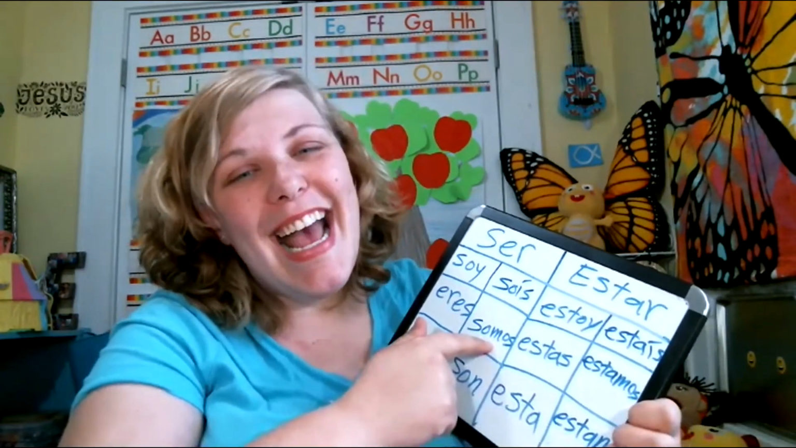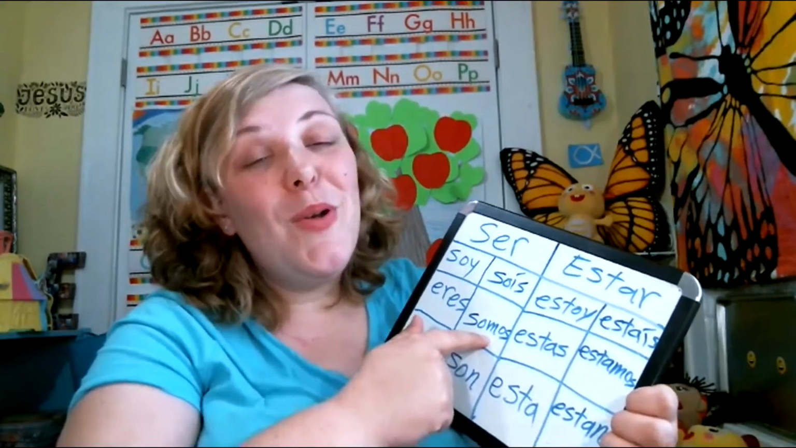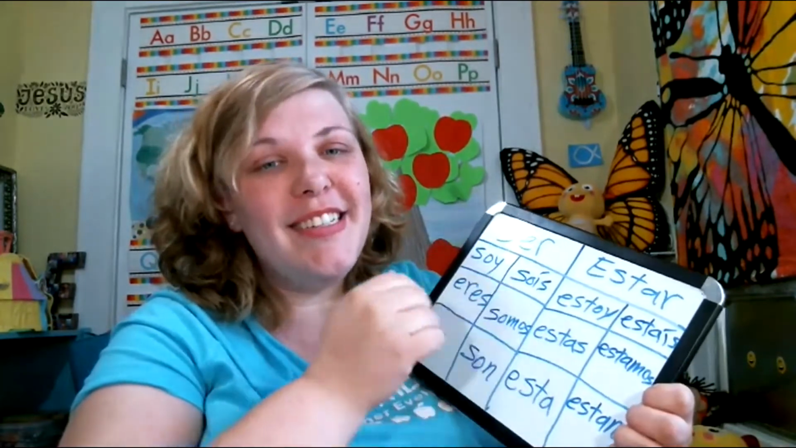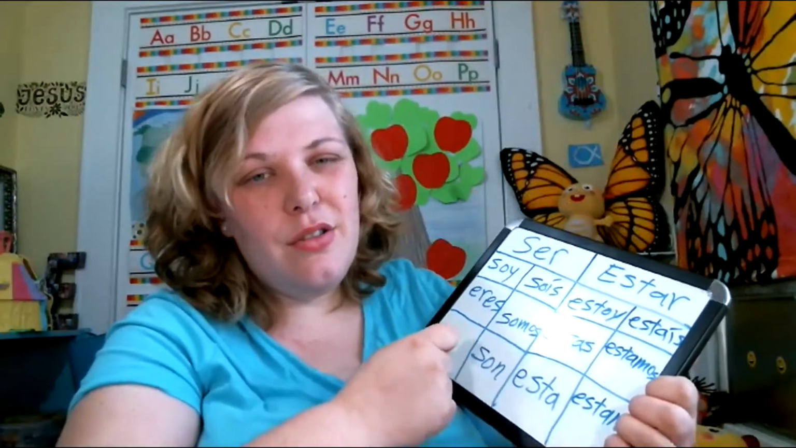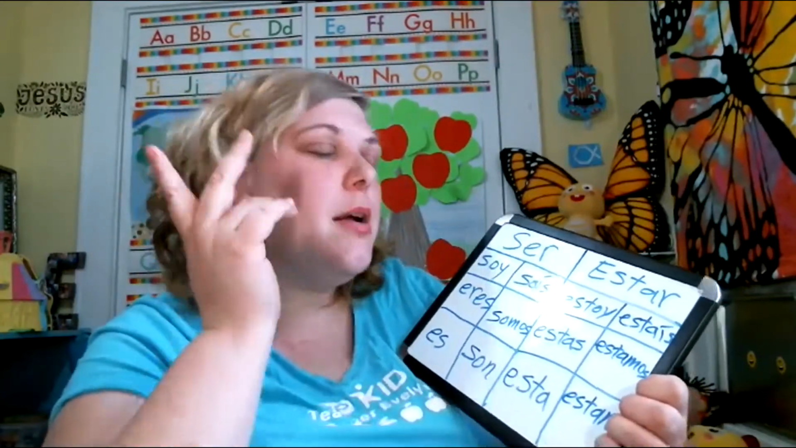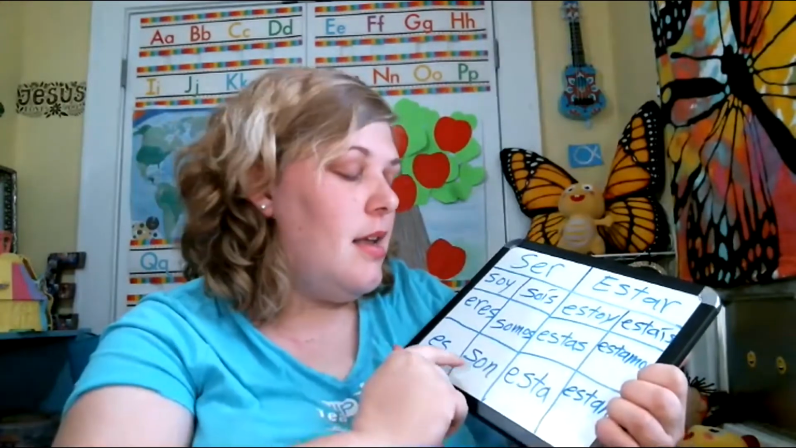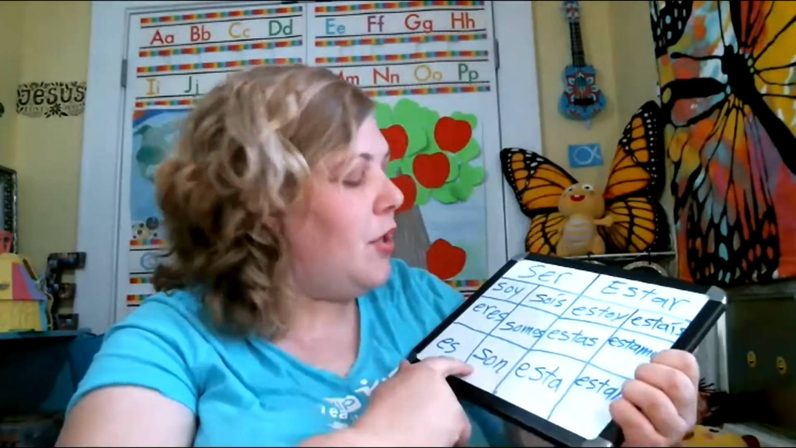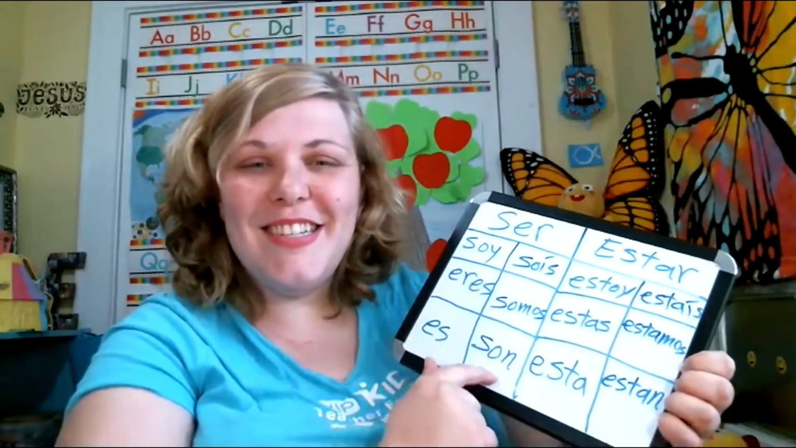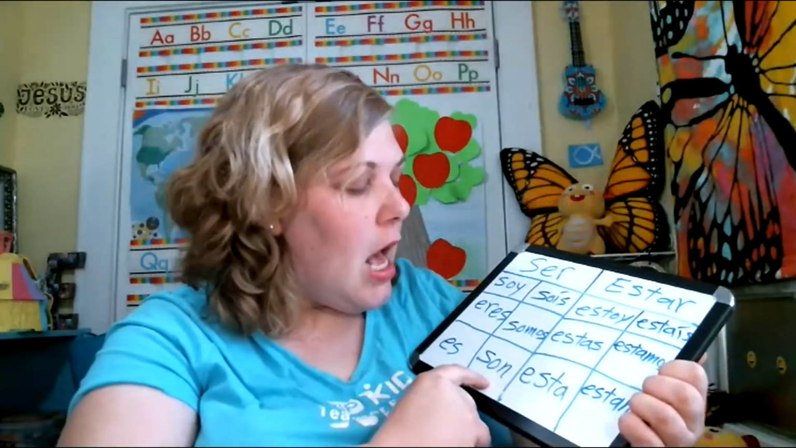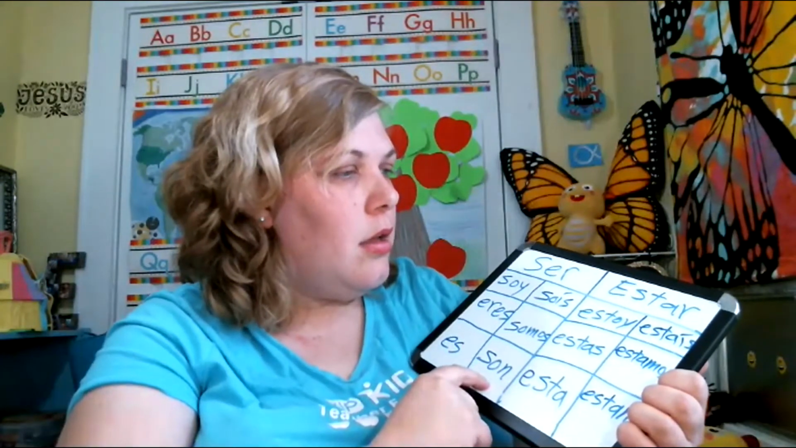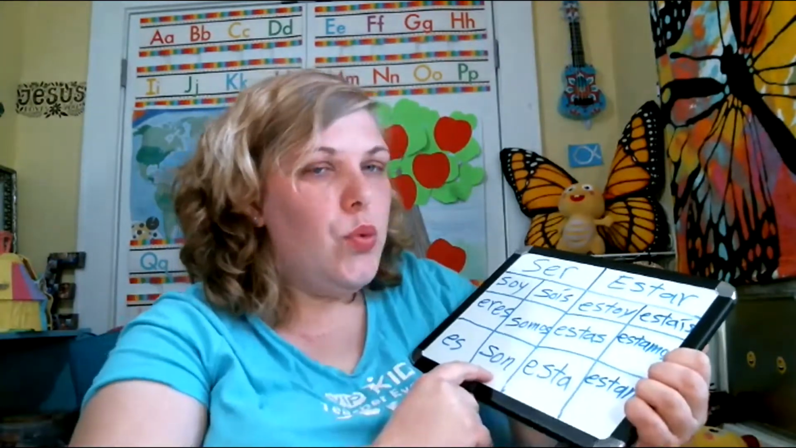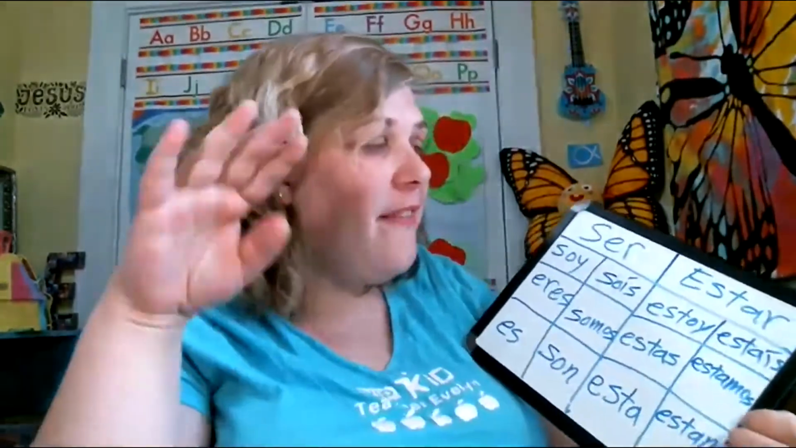Or we could say, nosotras somos hermanas. If it's just girls, you could say nosotras. But usually you say nosotros. Nosotros somos hermanos. We are siblings. Okay. Son. Looks like the word son, like your son in English, right? Ustedes son mis amigas. You all are my friends, my female friends.